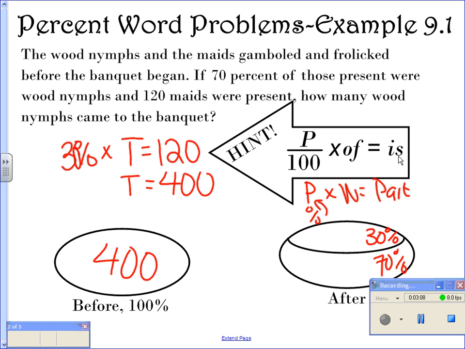Okay. Which of those numbers do we already have? 120 is 30%. So 400 minus 120 would be 280, which is 70%. So how many wood nymphs came to the banquet? 280. Y'all see how that works? Any questions on this one? Okay.